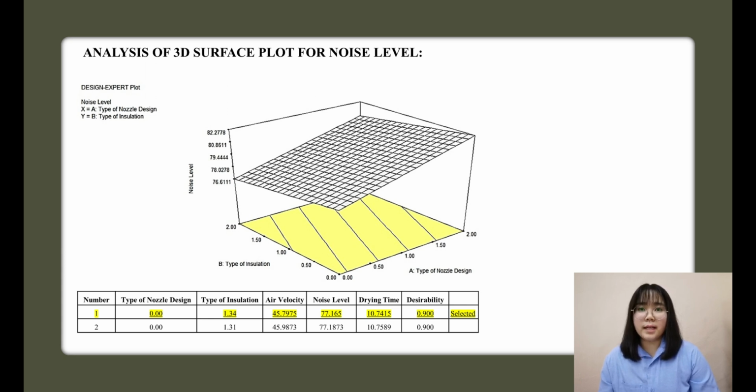This also indicates that the type of nozzle design is the chrome nozzle, while the type of insulation is the pyramid foam. Thus, this can also be considered as the best possible combination of factors that is able to achieve the most desirable output response, which is the minimum noise level at an approximate value of 77.165 decibel, according to the solution 1 suggested in the table below.